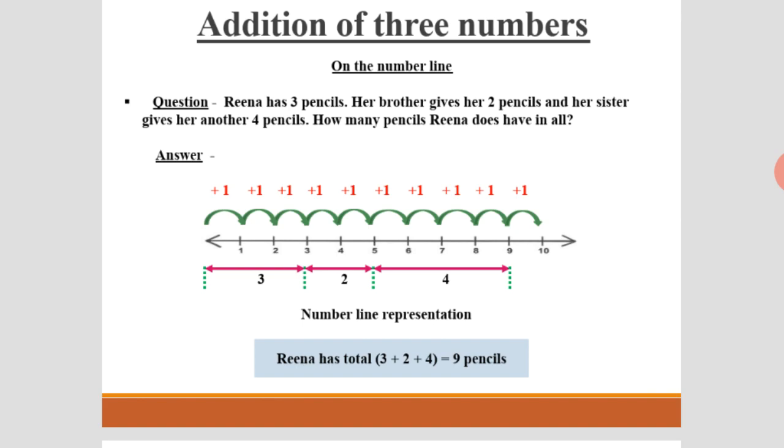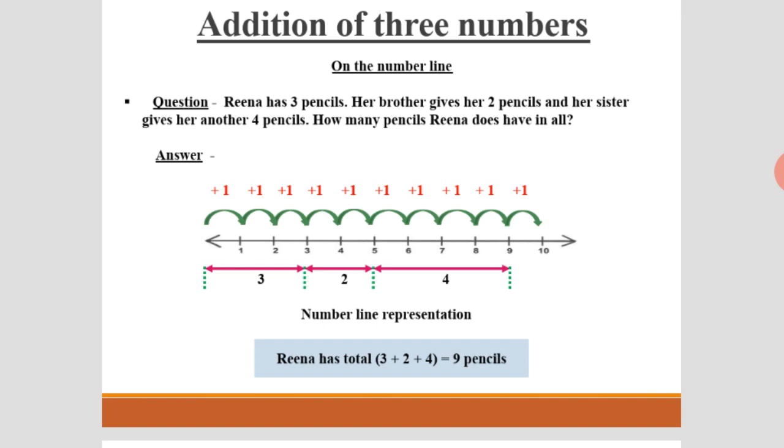Start at 3, count forward 2 steps to get 5. Let's count forward 2 steps. 3 plus 1 is equal to 4, 1 step. 4 plus 1 is equal to 5, 2 step. The number 3 plus 2 is equal to 5.